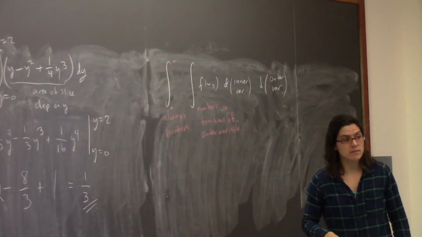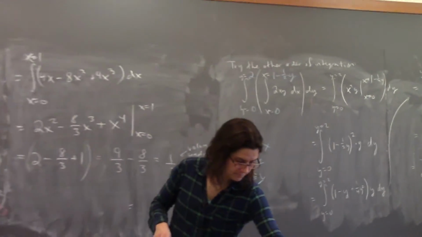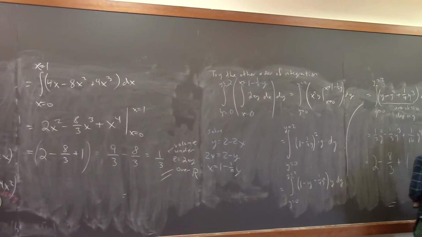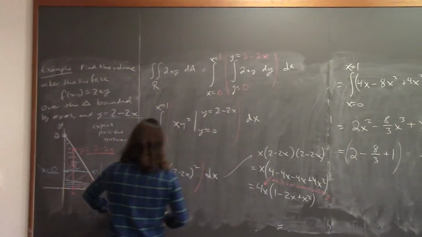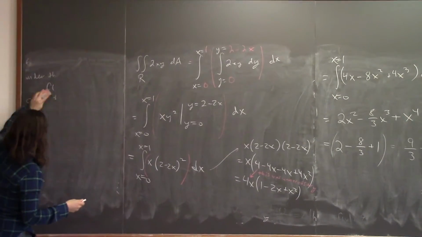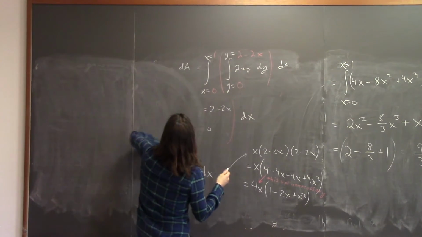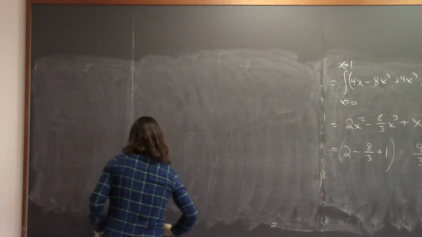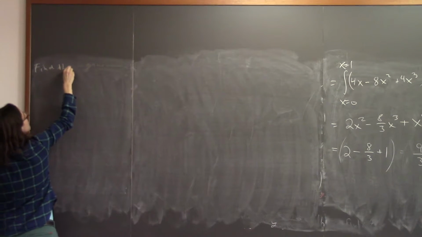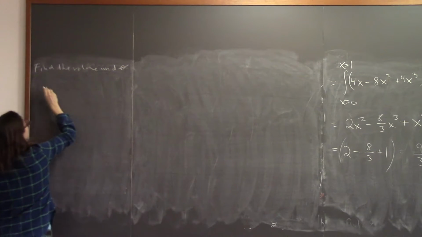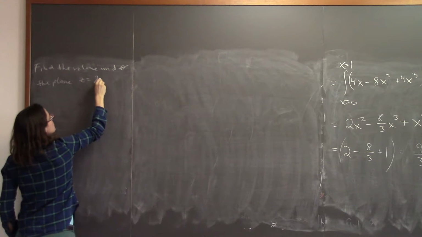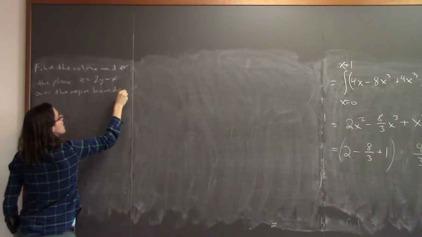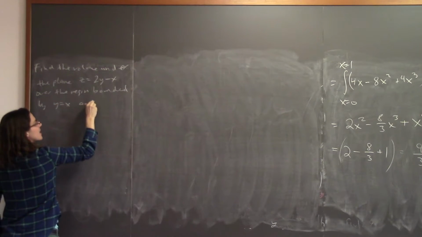Good. So now what we'll do is just do a few more where interesting things happen. That's the goal, to see a few things that we haven't seen yet. The first one is where both of the limits of integration are functions. So our next thing to do is to find the volume under the plane z equals 2y minus x over the region bounded by y equals x and y equals x squared.